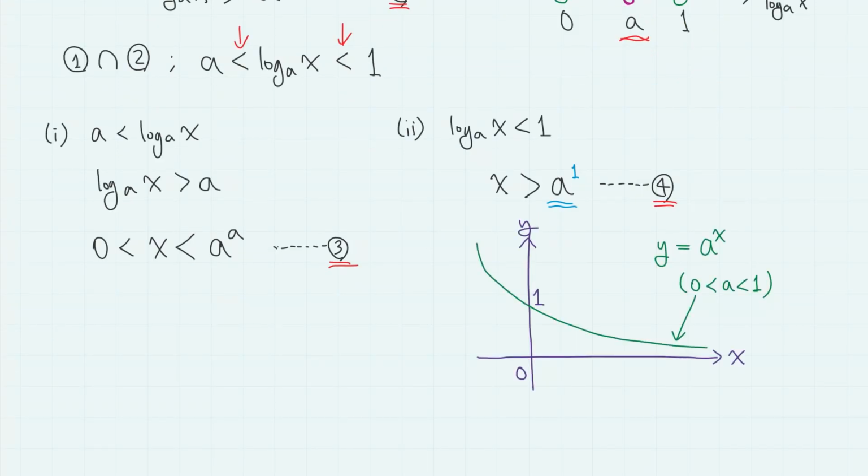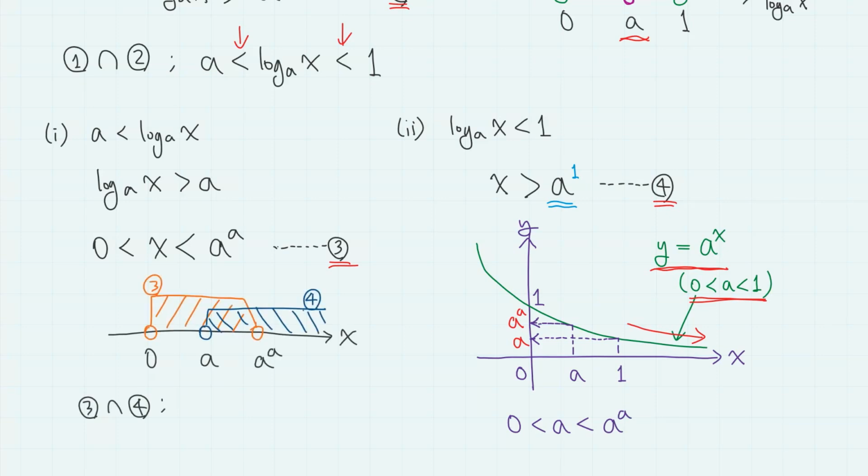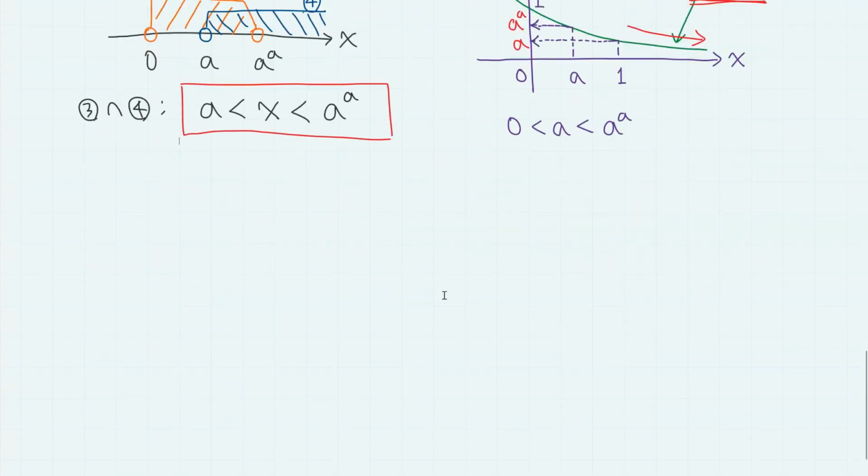So here we use our knowledge of the graph of exponential functions y equals a to the power of x when a is greater than 0 and less than 1. In this case, we have a decreasing graph. And from the graph, you can easily notice that a is greater than 0 and a to the power of a is greater than a. Therefore, the common range between these two is x is greater than a and less than a to the power of a.